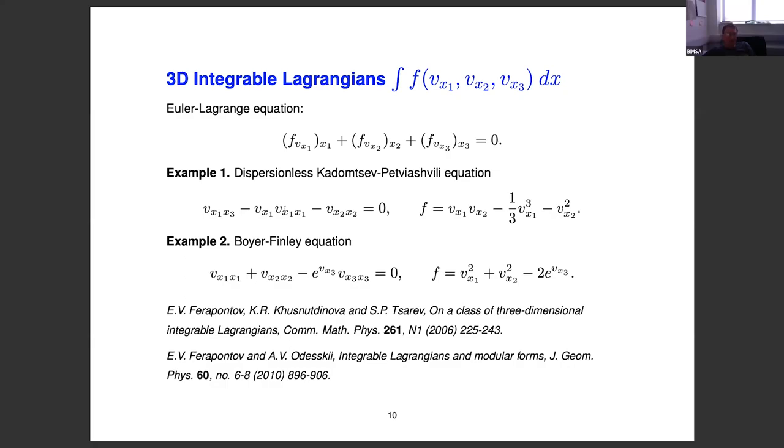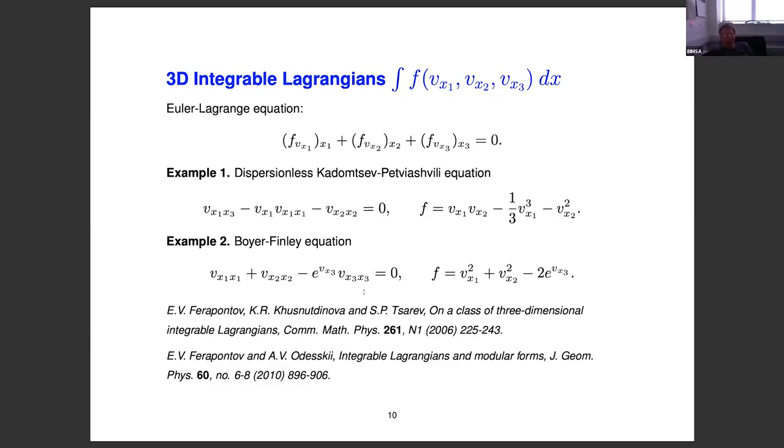And here are some examples. I'm using exactly the same names as before, but the equations here are like potential forms of the equations I showed before. What I call dispersionless KP here is not exactly what it was before. It's its potential version, but it doesn't matter, they are equivalent. So this equation, which now I call dispersionless Kadomtsev-Petviashvili, comes from this Lagrangian density. So if you take this F, then the Euler-Lagrange equation gives you this. For this Lagrangian density, the Euler-Lagrange equation gives you the Boyer-Finley equation, this one.